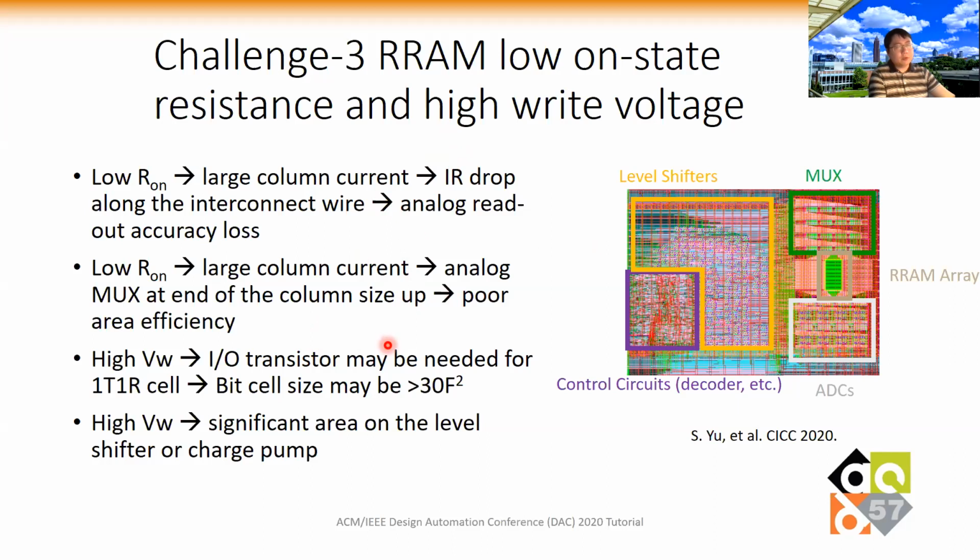For example, if you need like 2 or 3 volts to program, then this is higher than the logic supply voltage, like 0.9 volts. Then you need the level shifter to convert the voltage domains, and this will take a lot of space, as shown in our layout. So those are the challenges from the device properties perspective.